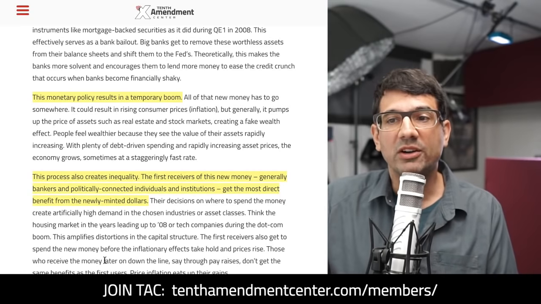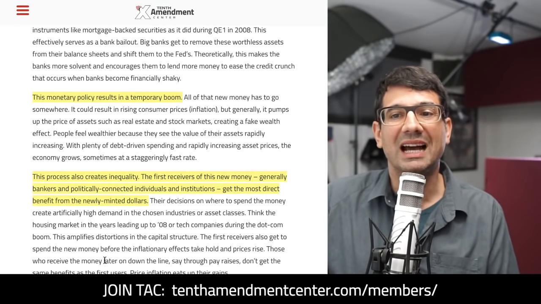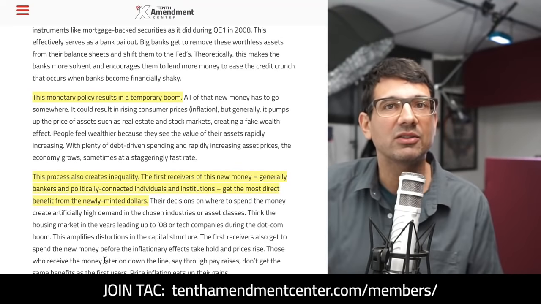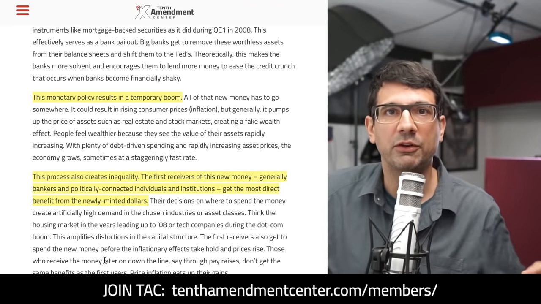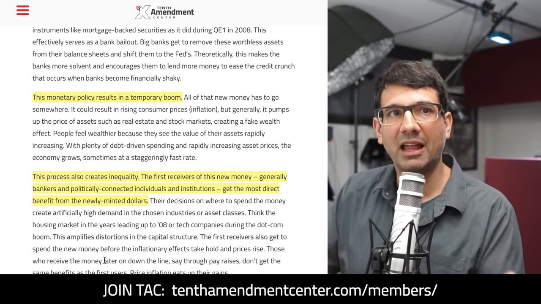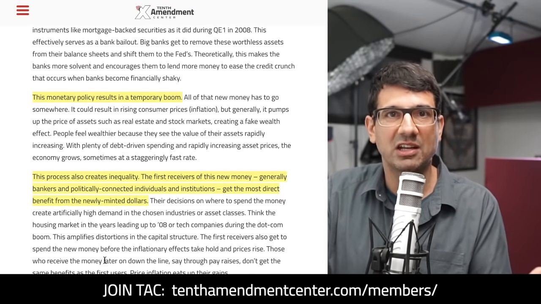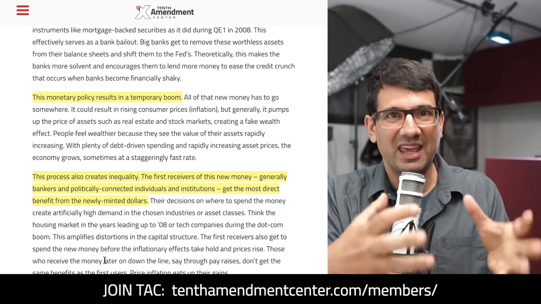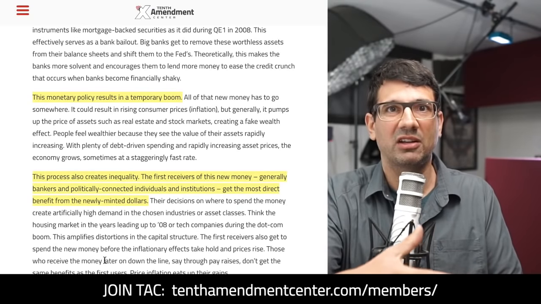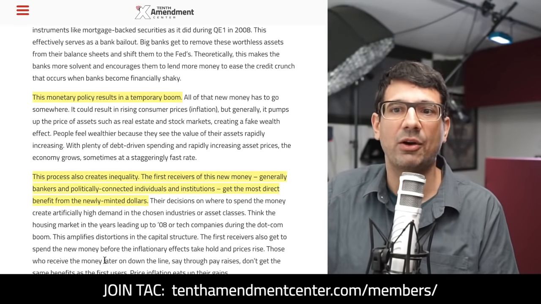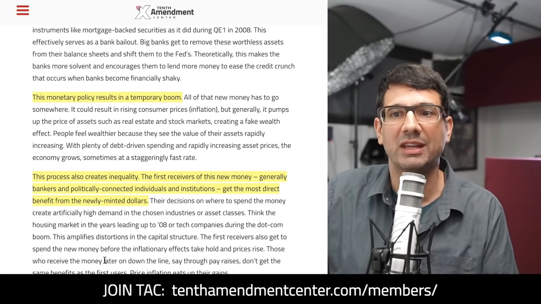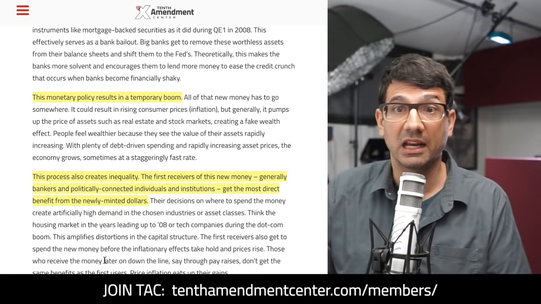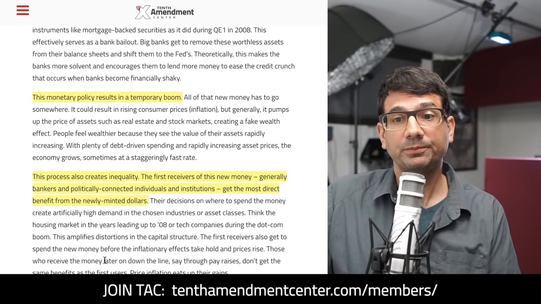Their decisions on where to spend the money create artificially high demand in the chosen industries or asset classes. Think the housing market. So the rich people, if you flood a bunch of money out there, you bail out a banking system or an industry, they have a bunch of cash on hand, they can actually drive the money towards specific industries. And Mike gives the housing market leading up to 2008, or tech companies during the dot-com boom back in the late 90s up until about 2000.